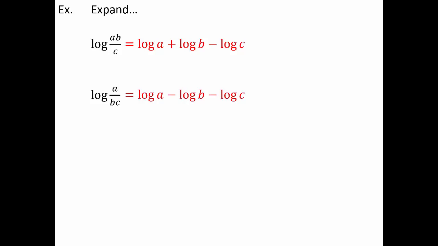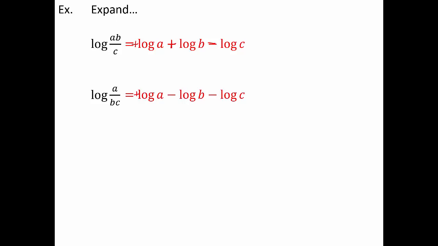But then the only other thing I need to worry about is whether the logarithm is positive or negative. Well, notice this logarithm, log of A, is positive. Log of B is also positive. And log of C is negative. Whereas on this one, both B and C are negative, and log of A is positive.